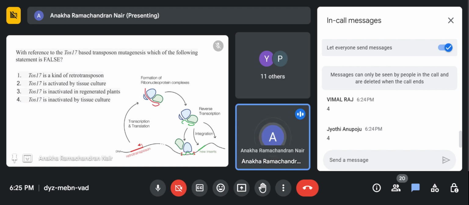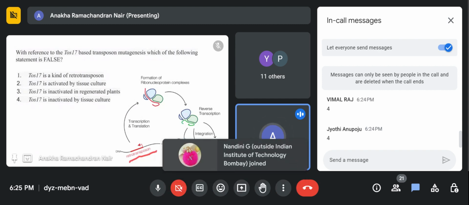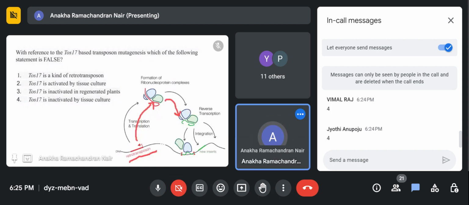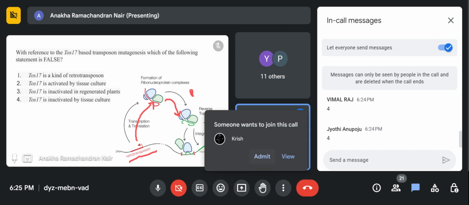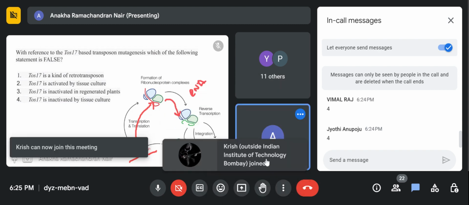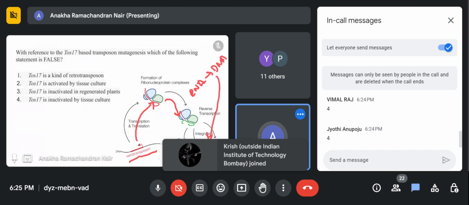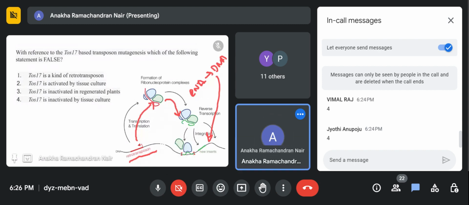So TOS17 is a kind of retrotransposon. What a retrotransposon is, it is a portion of the DNA, all right? It will be transcribed into RNA, and translated into protein, and this RNA that is there will be reverse transcribed. So that RNA is converted to DNA, and this DNA will be reintegrated into a different part of the DNA itself. Okay? So TOS17 is a retrotransposon.